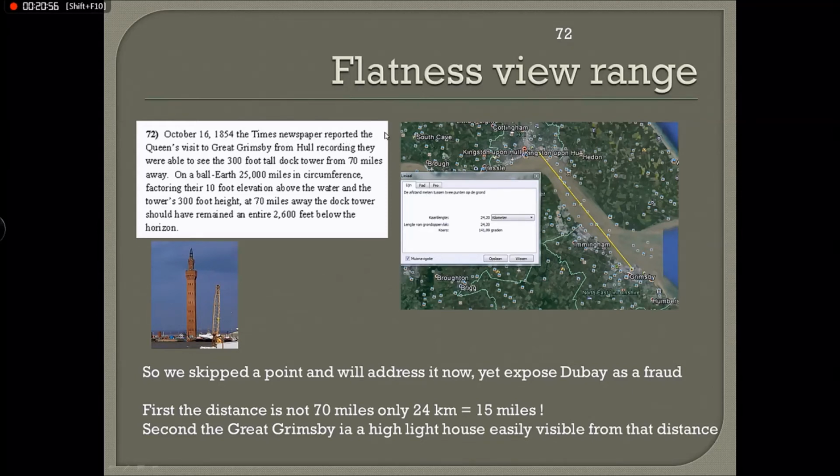He takes over the following. The newspaper reported the Queen's visit to Great Grimsby from Hull, recording they were able to see a 300-foot tall dock tower from 70 miles away. Well, there is Hull, there is Grimsby. It is 24 kilometers, or only 15 miles, not 70 miles. And over a distance of 15 miles you can see that tower. No problem on a globe.